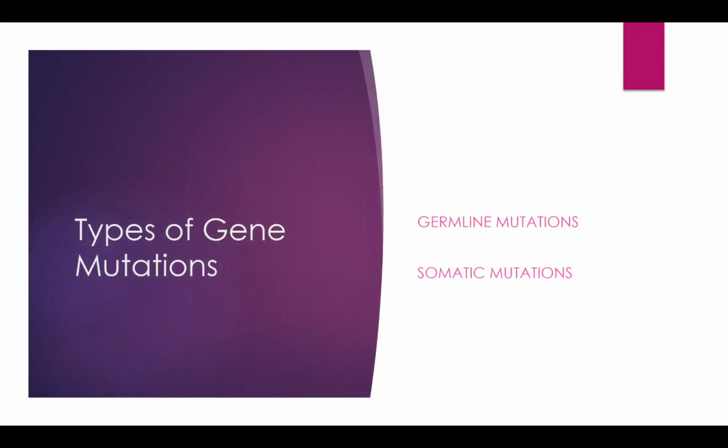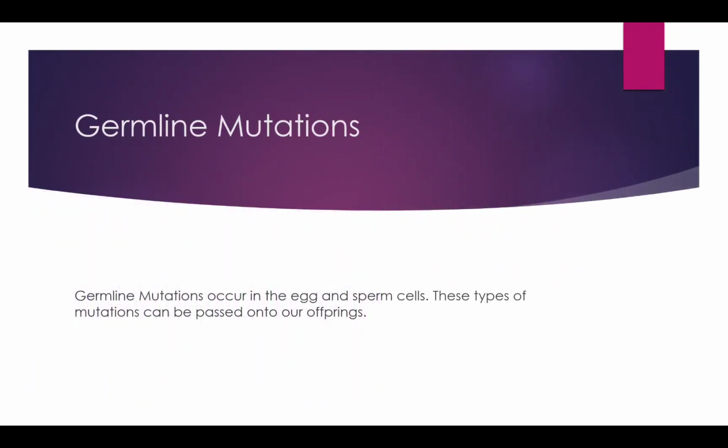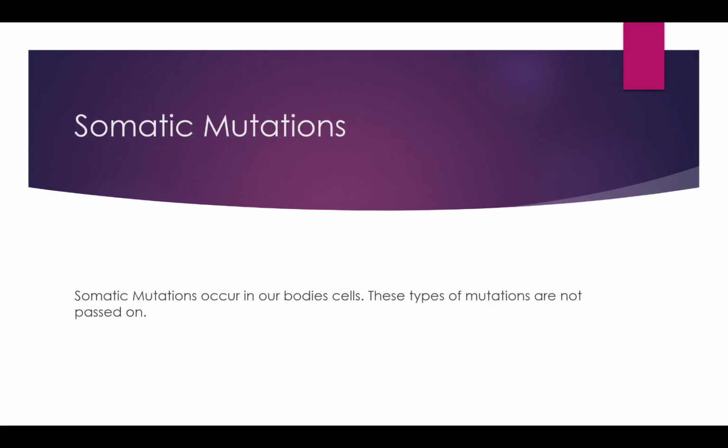There are two types of mutations. The first is germline mutations. This occurs in the egg and sperm cells. These mutations are usually passed to our offspring. The second is somatic mutations. This occurs in our body cells. These mutations do not pass on.